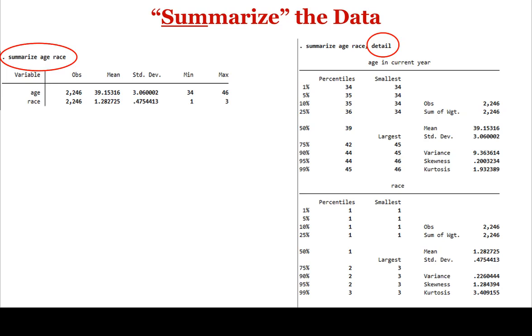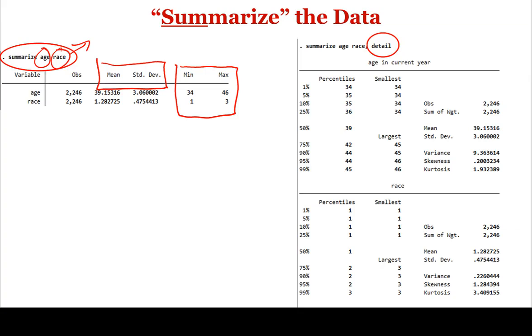Then we could summarize the data. It's another way to take a look at it. In that case, we also get the min and the max, and the mean and the standard deviation. So again, we can look at both age and race, or how many variables you want to look at.